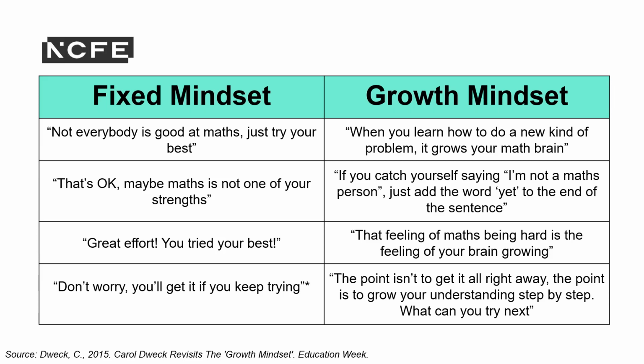And the second phrase about don't worry, you'll get it if you keep trying, is also one to be wary of. While it is important that learners do keep trying and demonstrate resilience, the possible issue with this phrase is that they may be trying the incorrect method. If they keep trying a question with the wrong method, then they are less likely to succeed, and therefore it could encourage a fixed mindset because they're not succeeding even though they are trying as best they can.